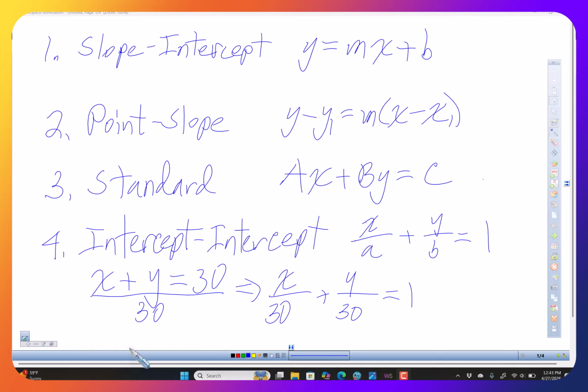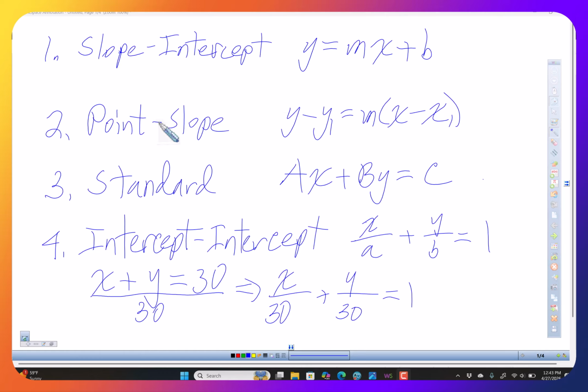The purpose of this video is to review the various forms of an equation for a line and talk about how we can use a couple of them to solve linear programming problems. First, the one that everybody knows is slope-intercept: y equals m times x plus b. m is the slope, b is the y-intercept, x is the x variable, y is the y variable.